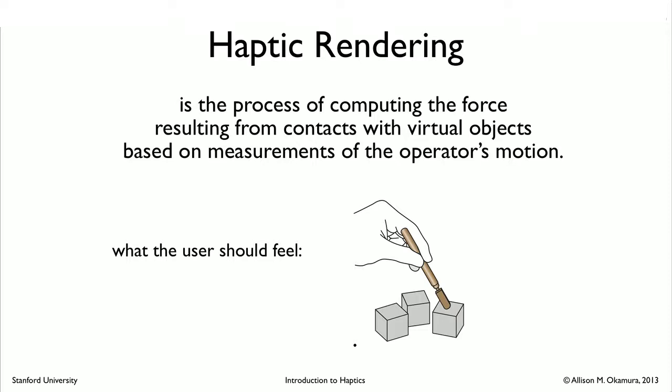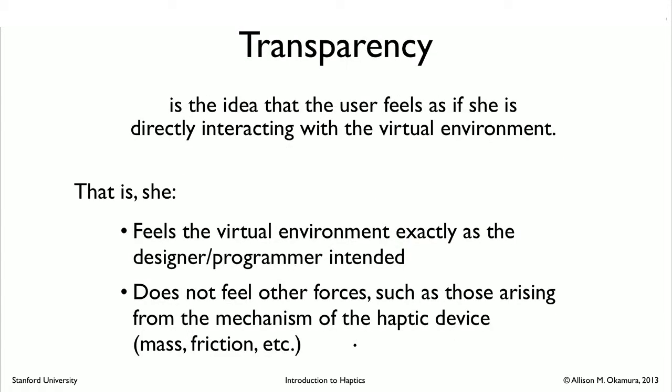Although in the last slide the user is not really pushing on anything physical in the environment other than the haptic device itself, the user should feel as if they're connected to real objects. This feeling of being connected to real objects is the idea of transparency, which means that the user feels as if she's directly interacting with the virtual environment. This causes some challenge for both designing haptic devices as well as programming them. She should feel like the environment is exactly as the designer or programmer intended.